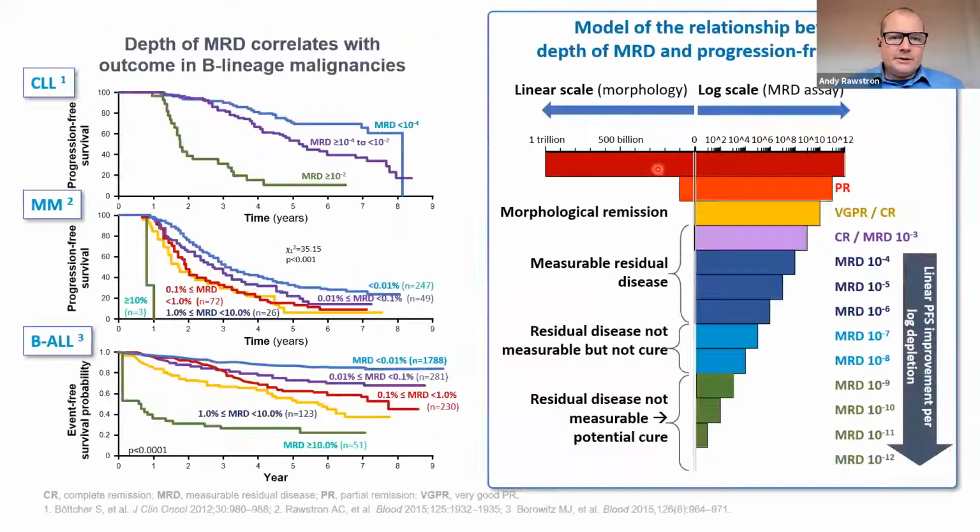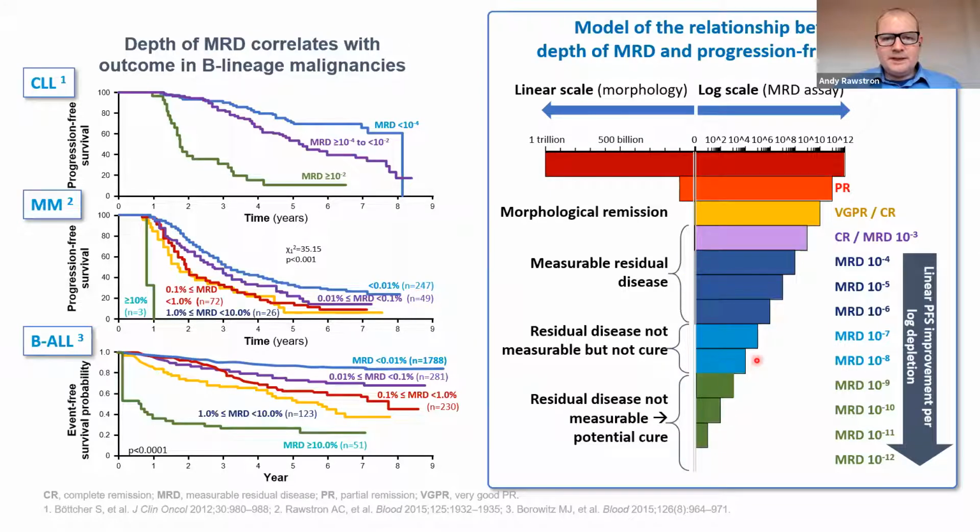What we've seen across the B-cell malignancies, immature and mature, is that if you look with higher sensitivity assessment that captures all of the disease activity, you'll typically see a stepwise improvement in progression-free survival per log depletion in disease, and that fits with the exponential growth pattern that you'll see in disease.